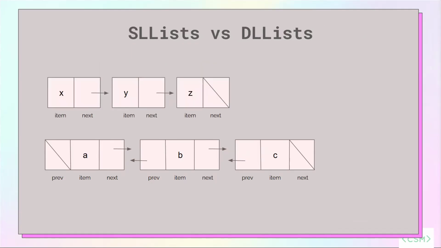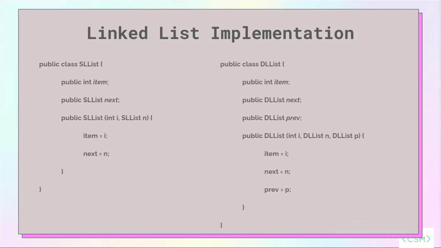Now let's look at a comparison between the singly linked list and the doubly linked list. The top one is the singly linked list. You can see that there's only a pointer to the next. The second one is a doubly linked list. You have access to the previous node as well. And here's the implementation. You can also see the difference is that the doubly linked list has an additional instance attribute, prev.